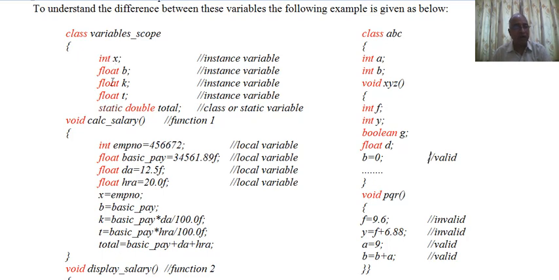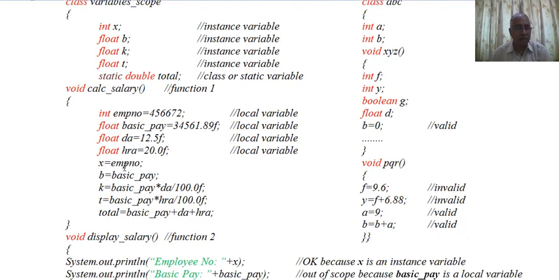Their validity is continued, whereas the variables which are declared inside a particular function only have the scope in that function. They cannot be used outside of that function, and if you try to use them, you will get an error, out of scope, or variable not declared, or variable not recognized. This type of error you are going to get in case you are using the variable outside the scope of the function. So here what I am doing is x is equal to emp number.